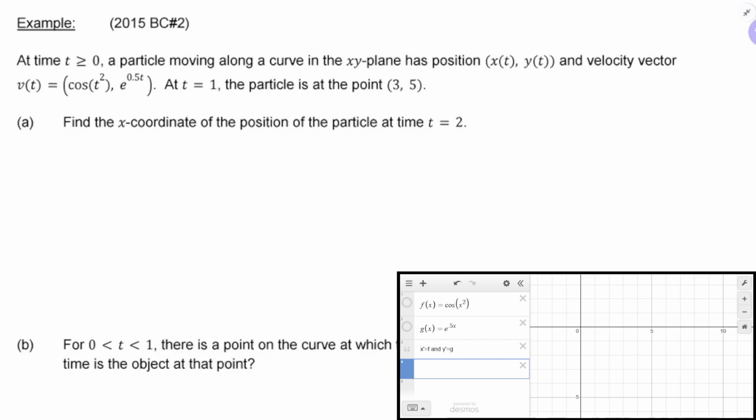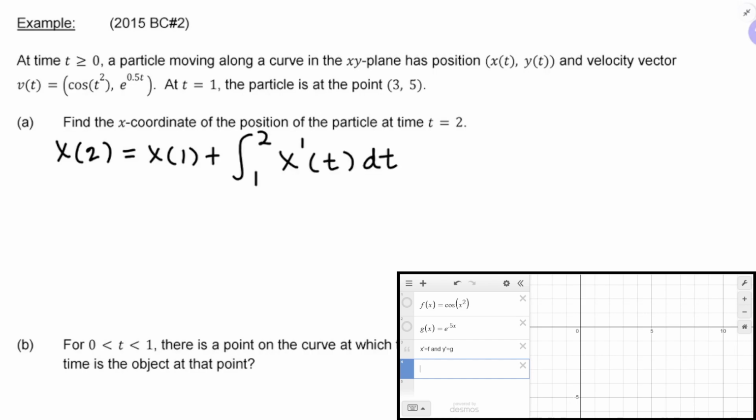Okay, but if we want to find the x-coordinate of the position at time t equals 2, we're just going to start with the x-coordinate that we know, x of 1, and we're going to use an integral on the x-coordinate of velocity. So x of 2 is going to equal x of 1 plus the integral from 1 to 2 of x prime of t dt. And we know that x of 1 is 3. And we know that x prime is cosine of t squared.